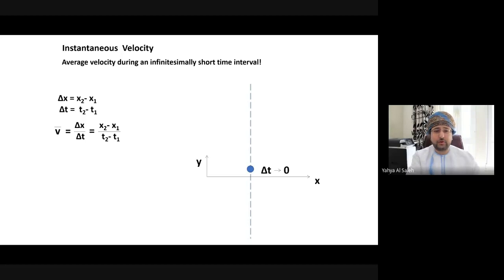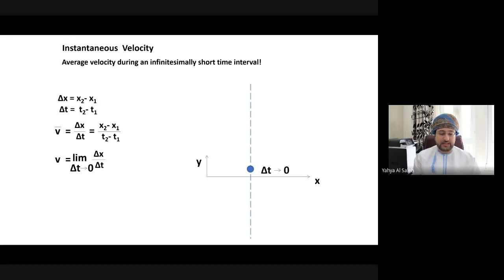But now, instead of looking at the full 10 hours for the full 1,000 kilometers, I will make it slightly smaller. What about for the first 5 hours? What about for the first hour? What about for 5 minutes? What about for 2 minutes? What about for 1 minute? And at one point, I can make the time interval smaller and smaller, all the way until I get to a delta t that is almost equal to 0.